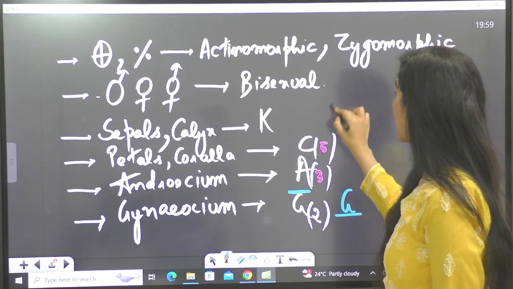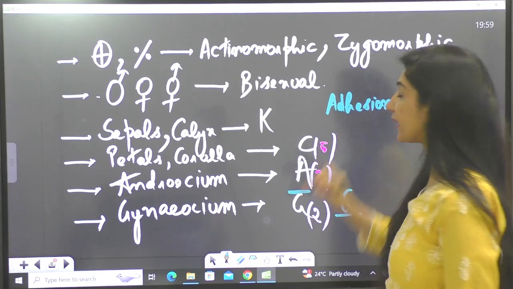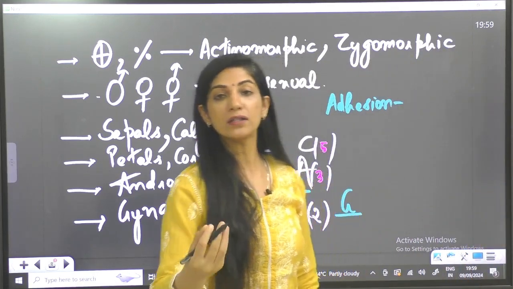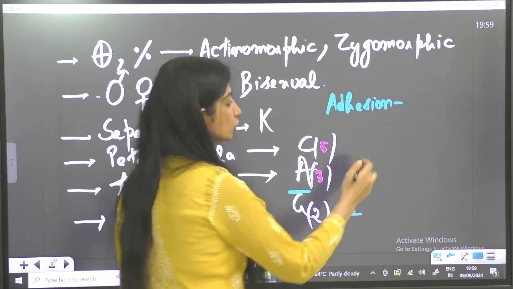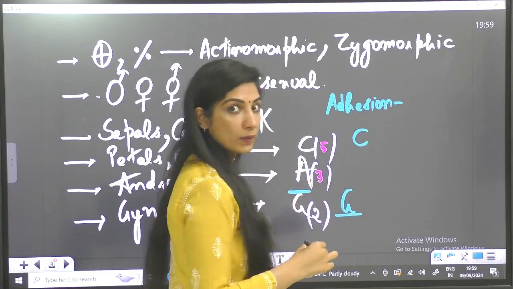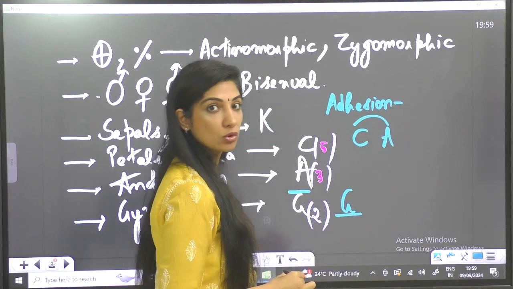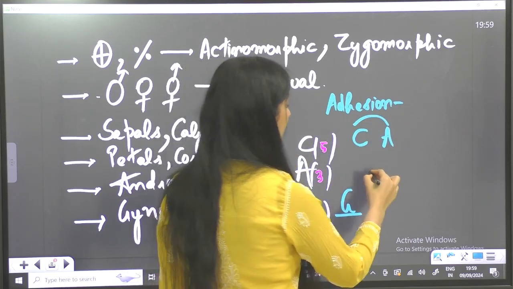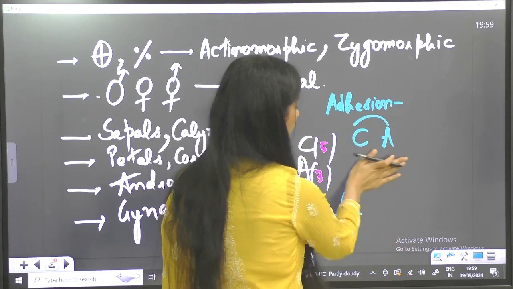But let's say I am showing adhesion. You have studied at your level, there is epipetalous or epitepalous condition. So how will you show it? This is your corolla, this is your androecium. So epipetalous condition will be shown like this. And epiphyllous condition, that is epitepalous condition, will be shown like this.